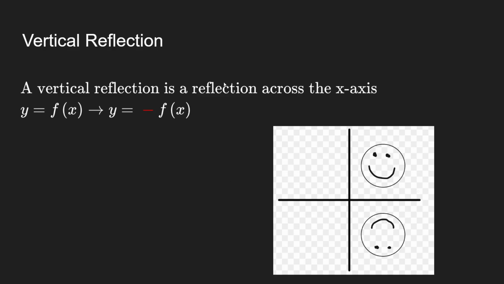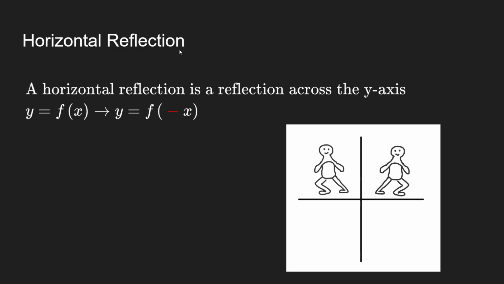So let's move on. A horizontal reflection is a reflection across the y-axis, so it's the opposite. Instead of going up to down, we're going left to right. So the way this looks in math words is you have the normal function f of x, and we're just going to multiply all of our x values by -1 to just flip them over across the y-axis. So now instead of having an image like this, you'd be reflecting across the y-axis. Hopefully that makes sense, and I'll see you for some practice work.